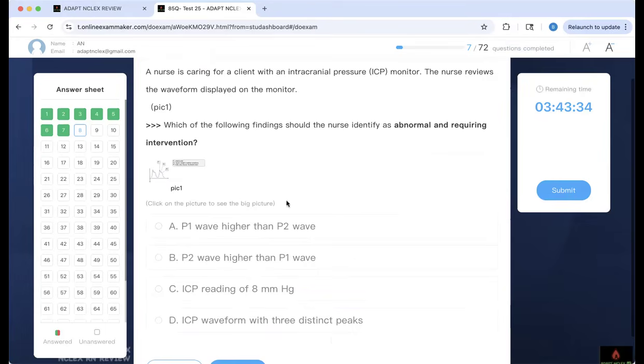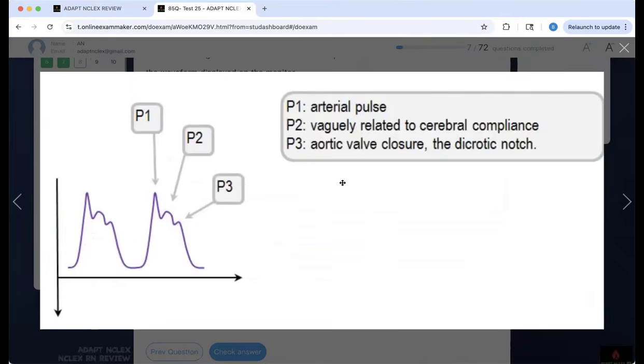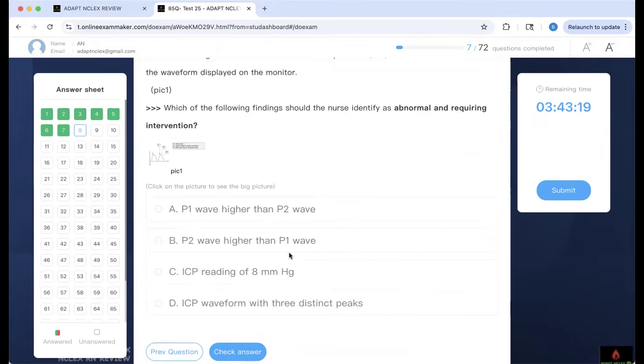So what is your answer? If you don't know, it's fine, but I will teach you how to answer this. It's straightforward, but pick your answer. Think about the concept associated with ICP based on this, okay? And then ask yourself, if P1, the pressure 1, is higher than pressure 2, what does that mean?